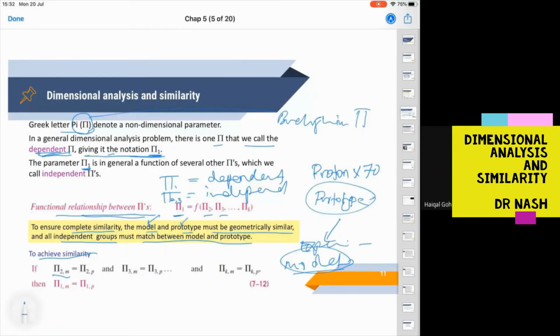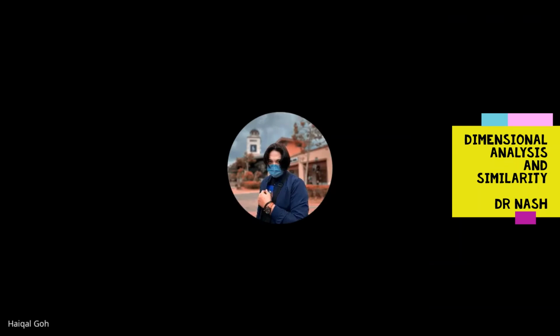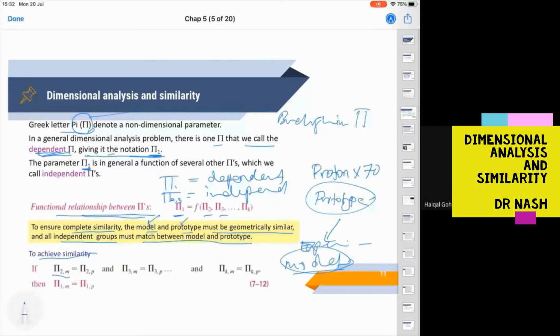Don't be confused. Why didn't it name it pi1? Because pi1, remember, is dependent. So we want to check the performance of the Proton X70 independently. So we put pi2. So pi2 model and pi2 prototype. Prototype, model. It's the same; if you want to use pi3 or pi4, it's up to you. What is pi_k? The k refers to the number of parameters or the dimension.